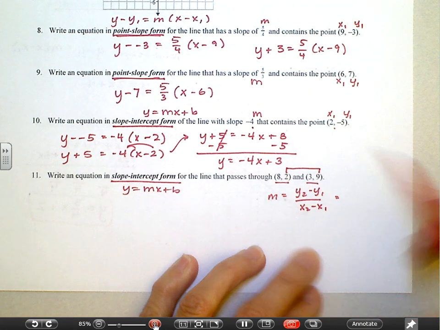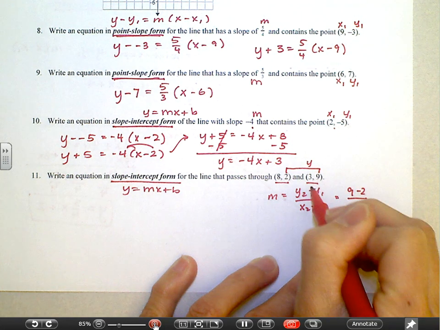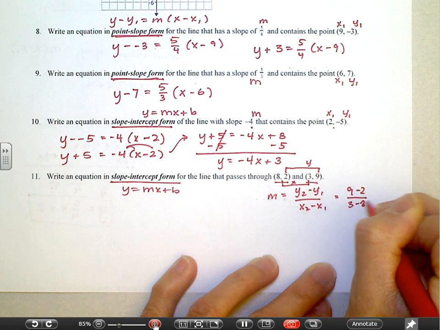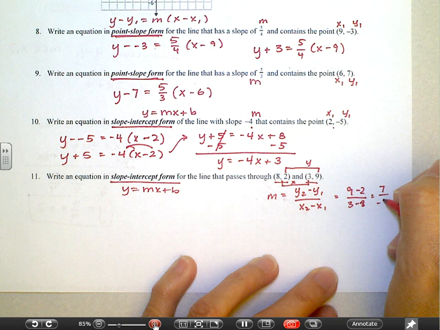So 9 minus 2 for my y's over 3 minus 8 for my x's. So 9 minus 2 is 7. 3 minus 8 is -5.